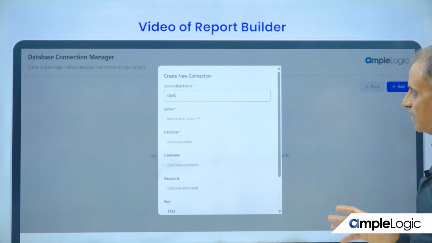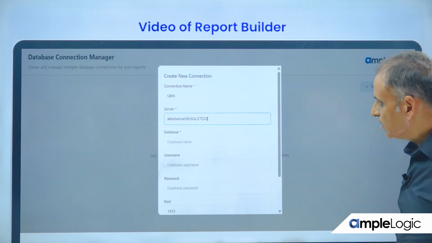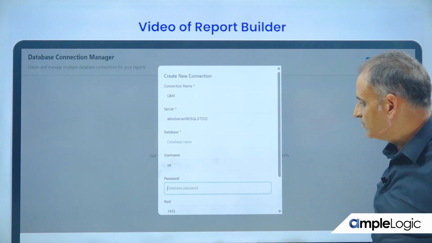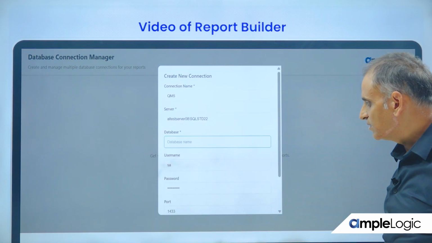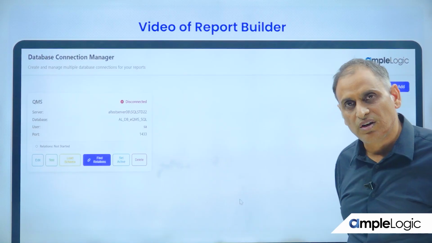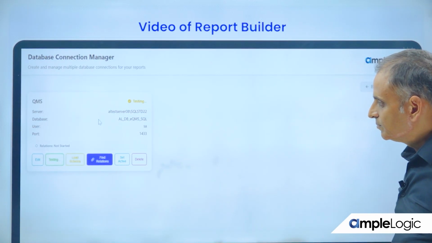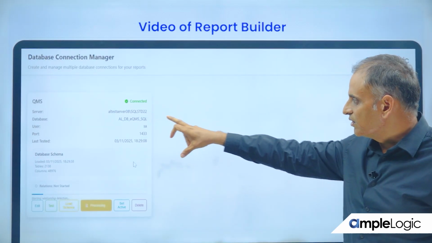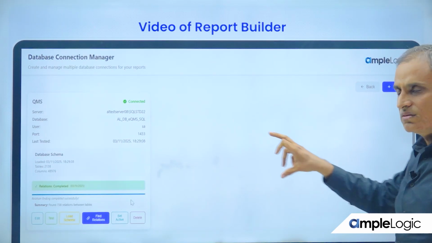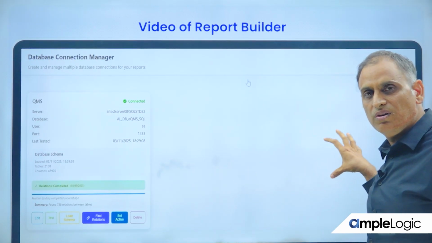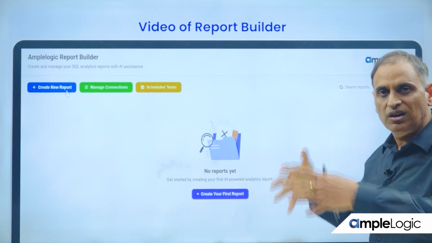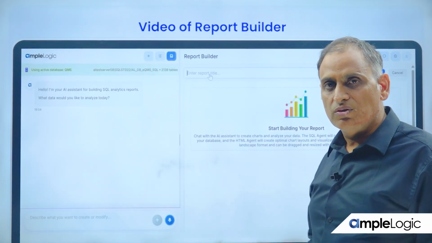Now how does it look? Now I am going to make a connection to the database, right? If I am connecting to the QMS database, I just need to give the database credentials here, right? And once I test it, my database gets connected. If I have multiple databases, then I use multiple database connections. It's not a single database. I can connect to multiple databases and apply natural language on top of it.